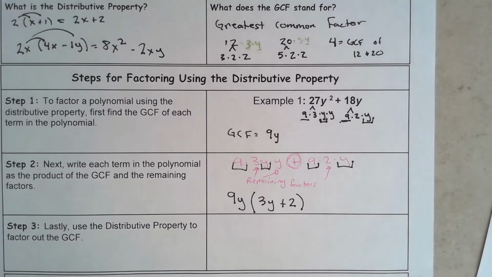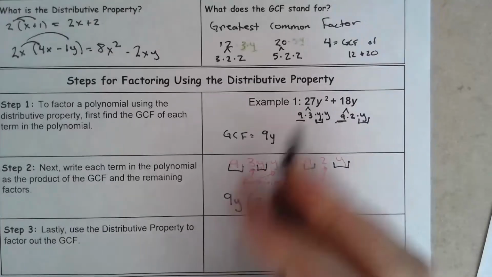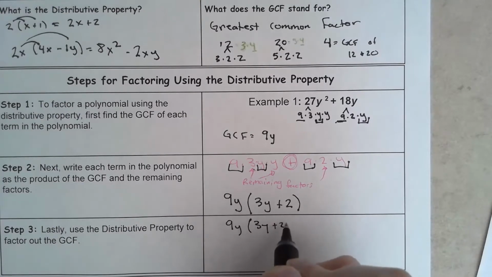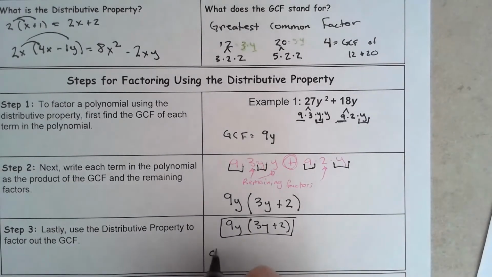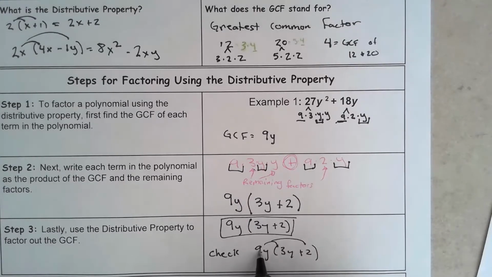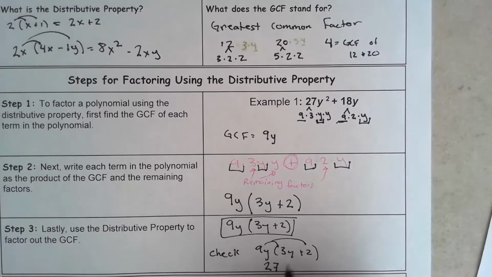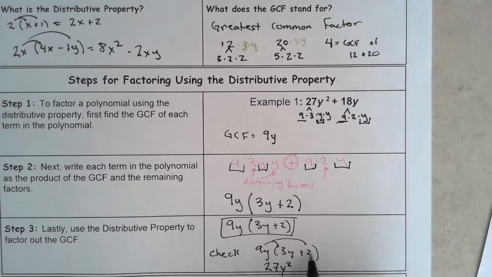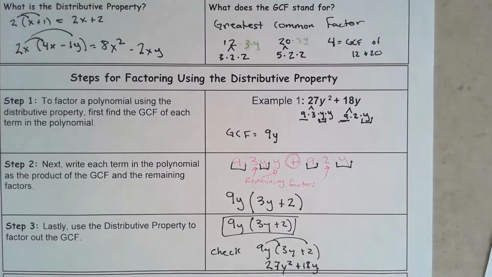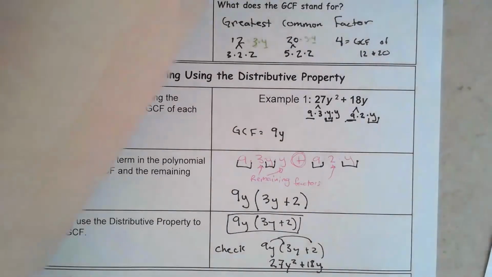If we look at the last one, use the distributive property to factor out. So this is actually our answer, 9y times 3y plus 2. We're going to do just a quick check. 9y, 3y plus 2. If I distribute this in, 9y times 3y, well, 9 times 3 is 27. Y times y is y squared. 9y times 2 is a positive 18y. We should get back to the original problem. And that's how we factor using the distributive property.